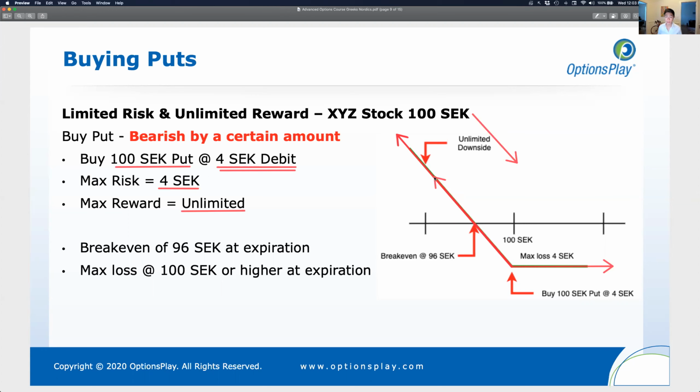And so you have to not only ask yourself, do I think stock XYZ is going to go lower, but do I think it's going to go down to 93, 92, 91, or even lower before the expiration date? So remember, there's an expiration date when it comes to trading options, and that is an important piece to also remember. And we're going to talk about that when we explain the Greeks.